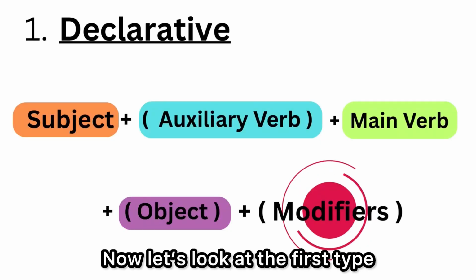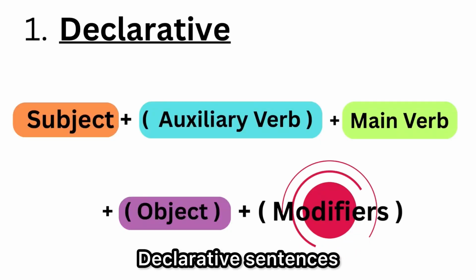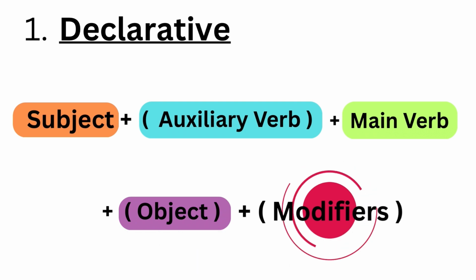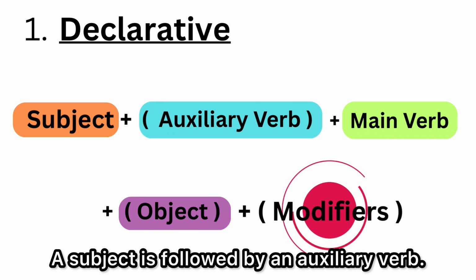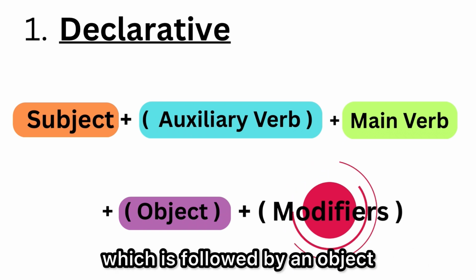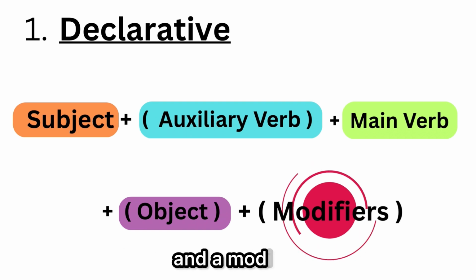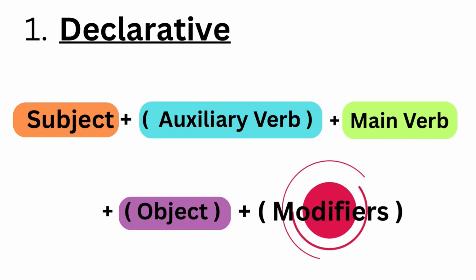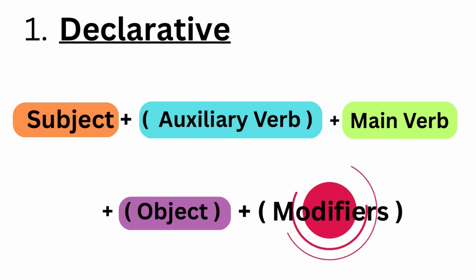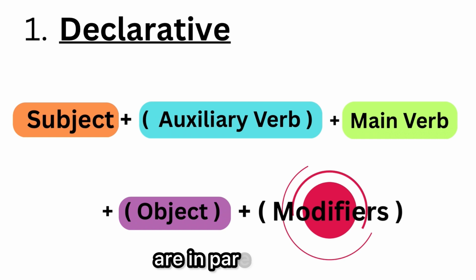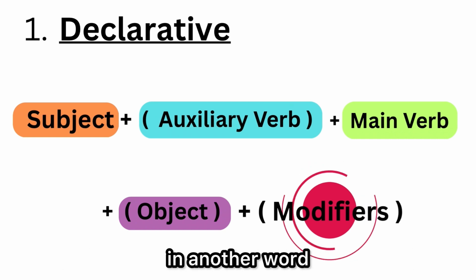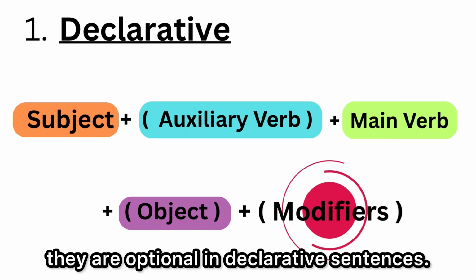Now let's look at the first type, declarative sentences. The structure of declarative sentences is as follows. A subject is followed by an auxiliary verb. Then comes a main verb, which is followed by an object, and a modifier, or modifiers. The auxiliary verb, object, and modifier, in the structure, are in parentheses. This suggests that they can be omitted. In other words, they are optional in declarative sentences.